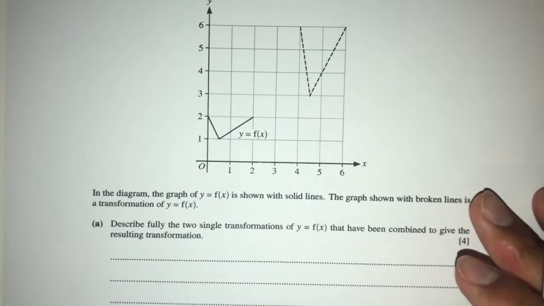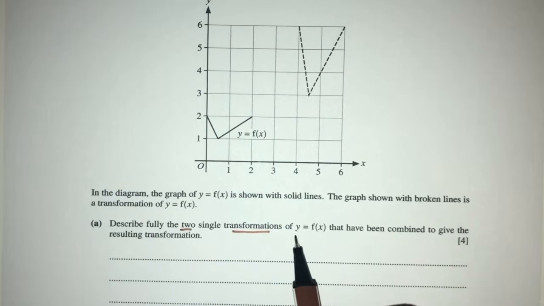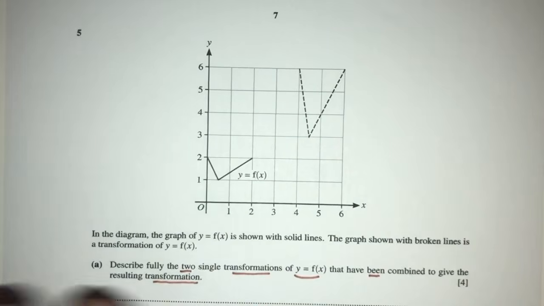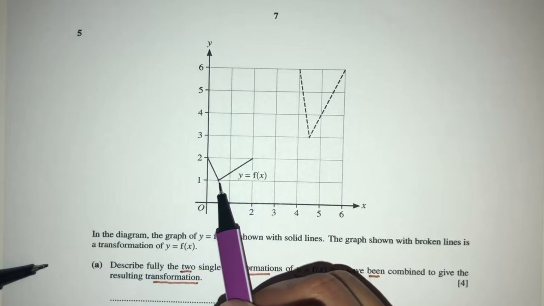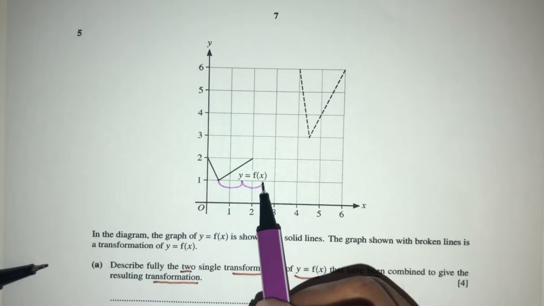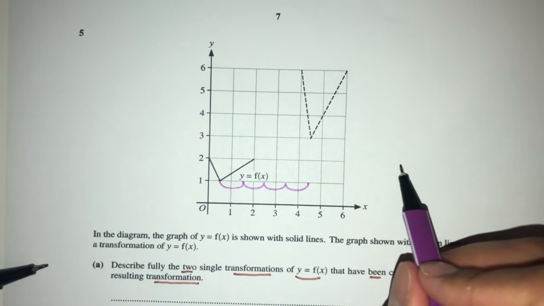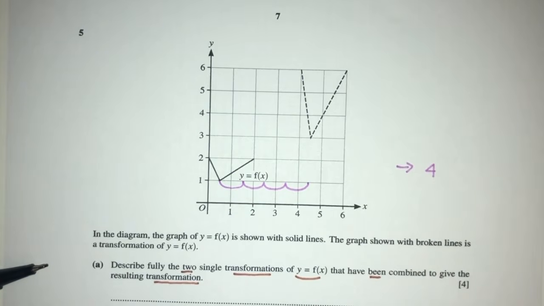Now part 1, describe fully two transformations that have been combined to give the resulting transformation. So we have two things happening to this one to make this become this. By observation, one by one, the first thing is we have to move 1, 2, 3, 4. So we have to move 4 to the right. That's the first thing that happened.